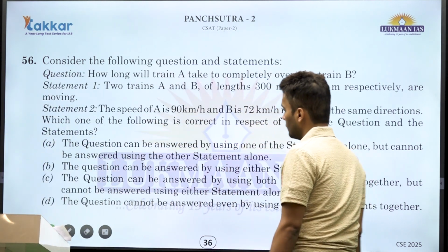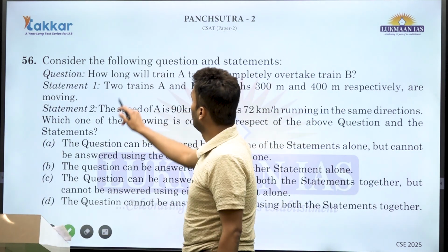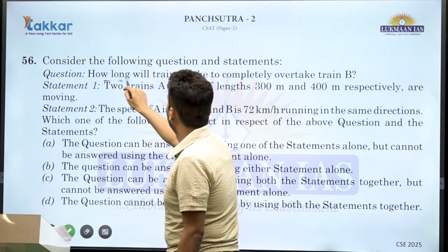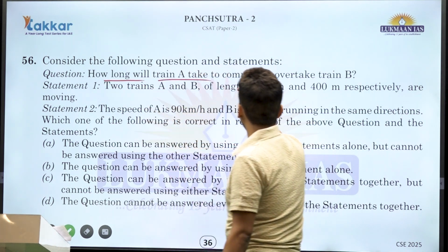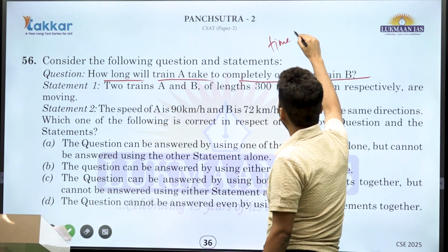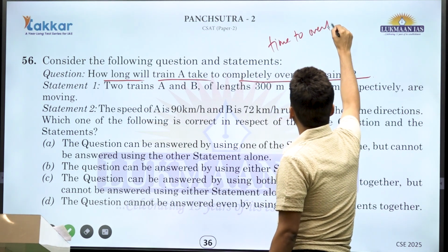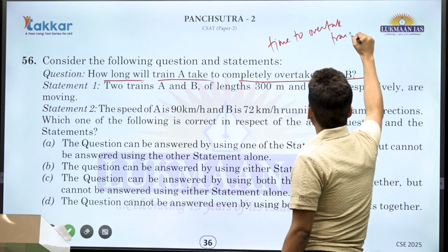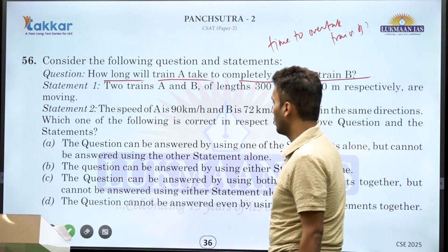Okay, now let's see this. How long will train A take to completely overtake train B? We are asked the time taken to overtake train B. This is the demand of the question.